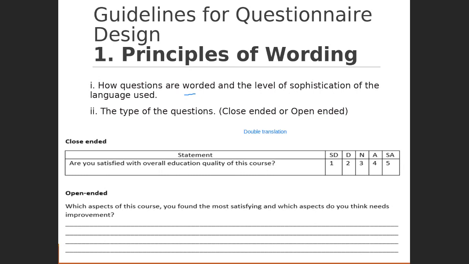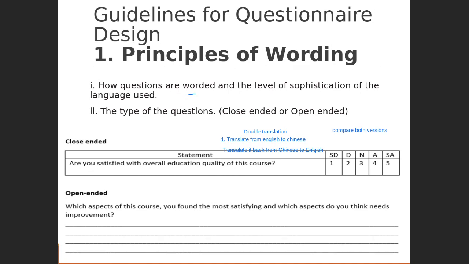So in the double translation method, the first step is to translate from English to Chinese. This is the first step. You will translate your questionnaire from English to Chinese. And the second step would be to translate it back from Chinese to English. Now, this is the second step of your double translation method. The third step is to compare both versions.